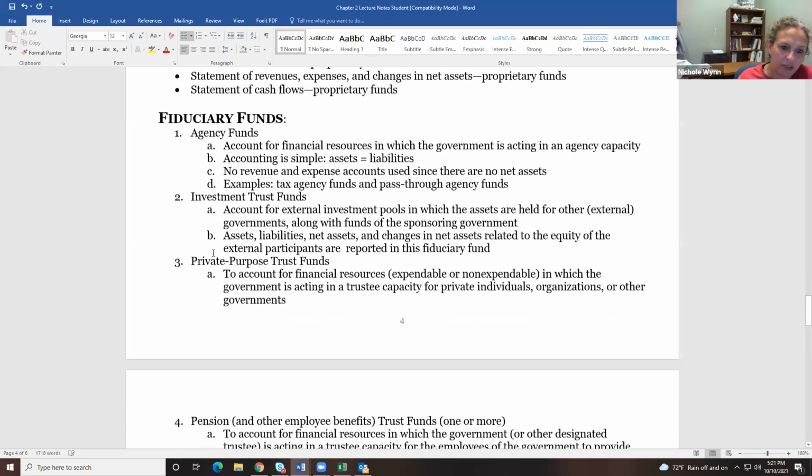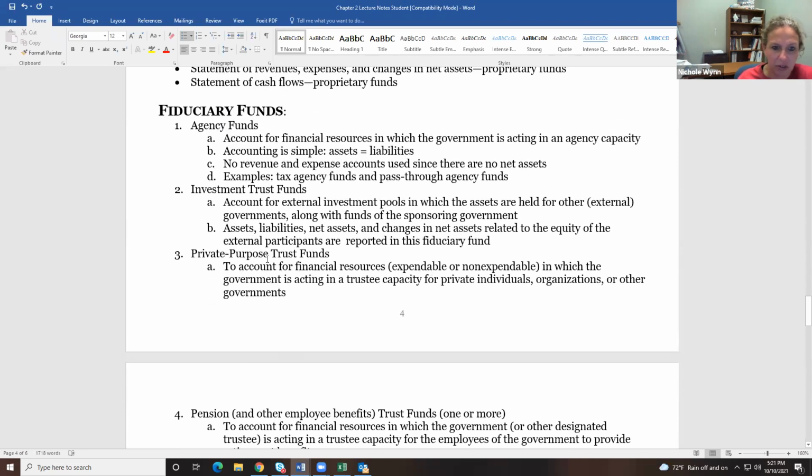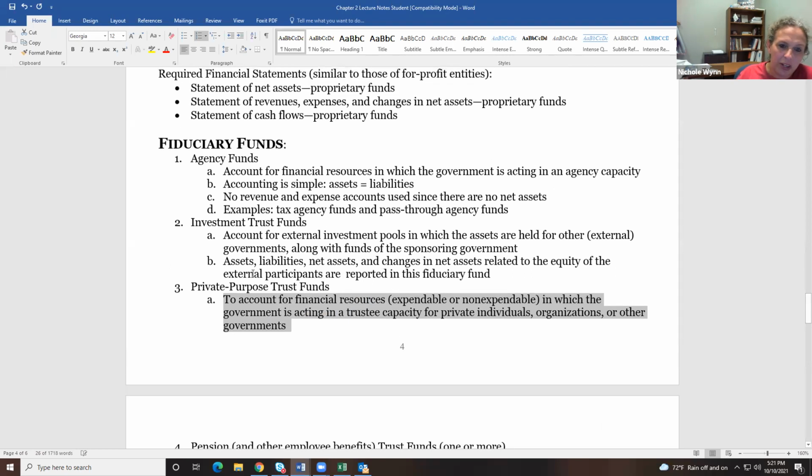So fiduciary funds are listed here. So private purpose. And so basically you're acting as a trustee for a private individual and you're using the money for that. This is, okay, now I remember. This is where the principal sits and then the interest is deposited into either a special revenue fund or a permanent fund to use for a specific purpose.